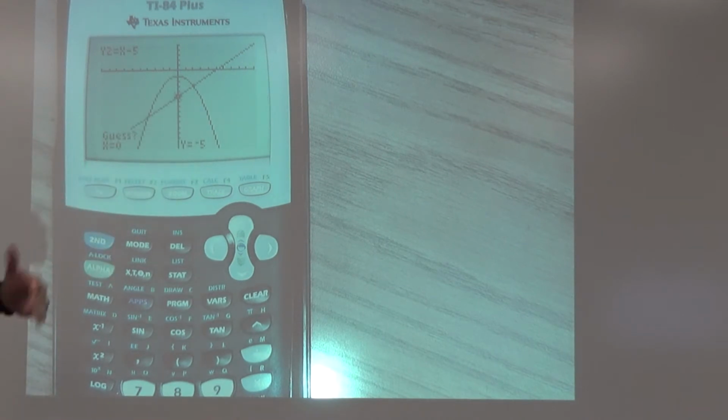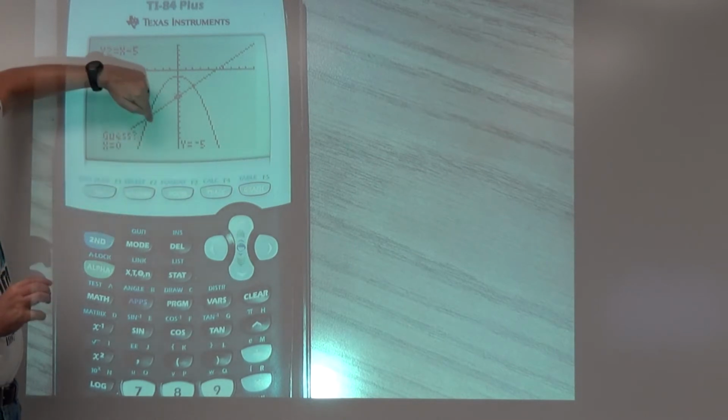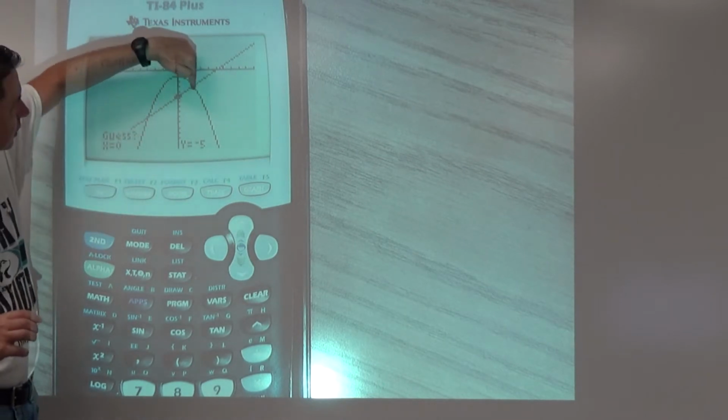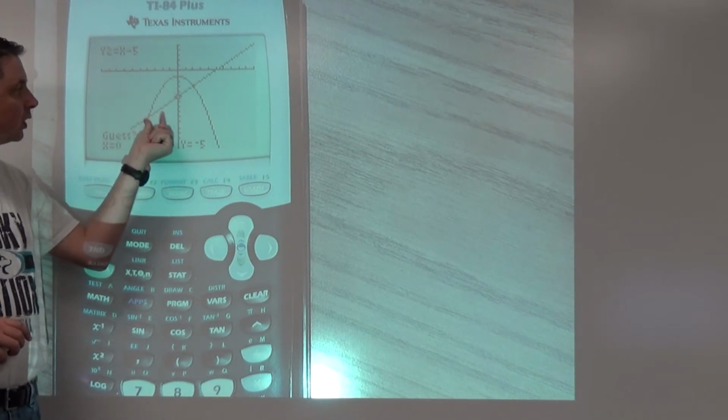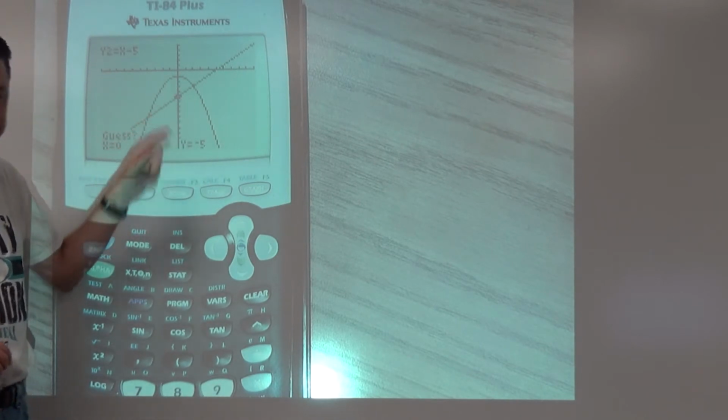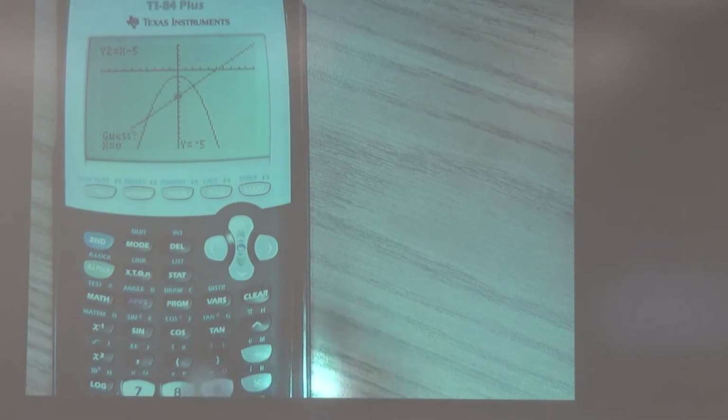And then usually I don't have a guess. But what's going to happen here is we do have 2 points of intersection. So I want to get closer to one of them. If I want to find this one first, I'm going to help it along with a guess and just kind of arrow to the left.